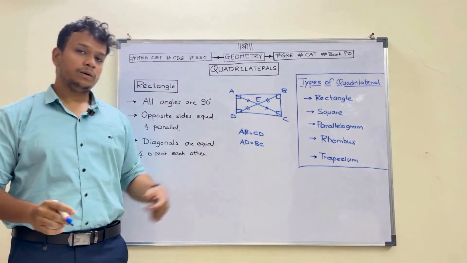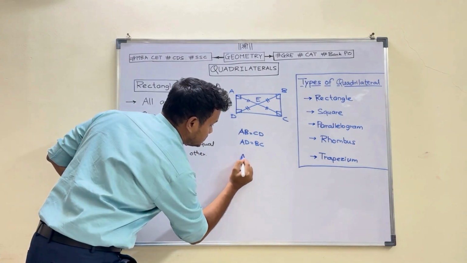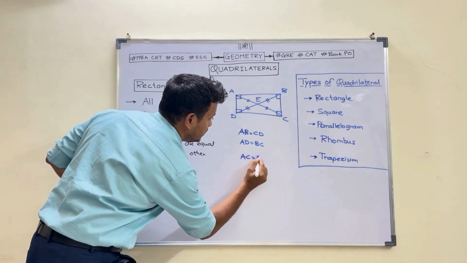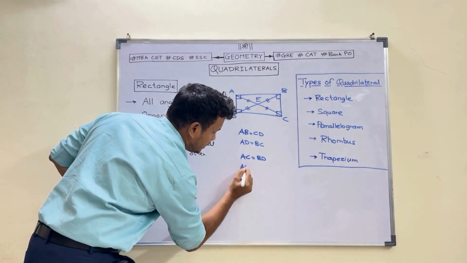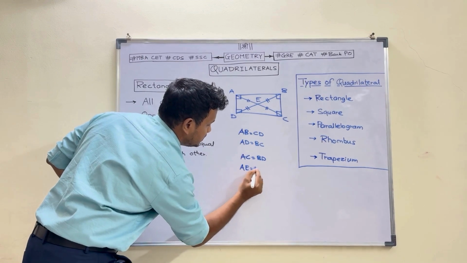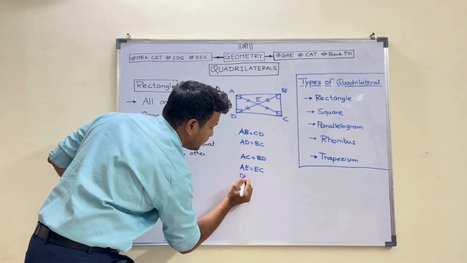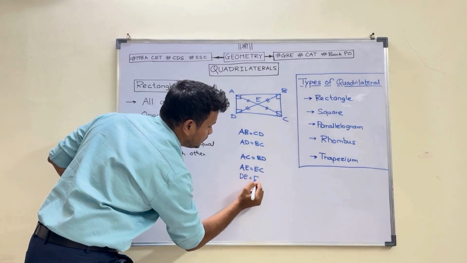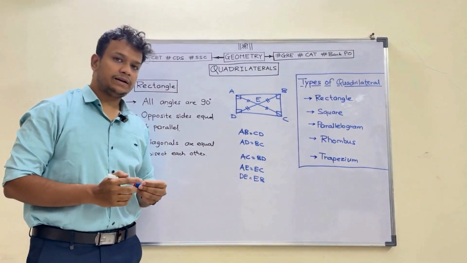So according to the third property, what I can say is the diagonals are the same. So diagonal AC here should be equal to BD, and as they bisect each other, I can say AE is equal to EC, and as for the second diagonal, DE is equal to EB. So these are the three major properties of a rectangle.